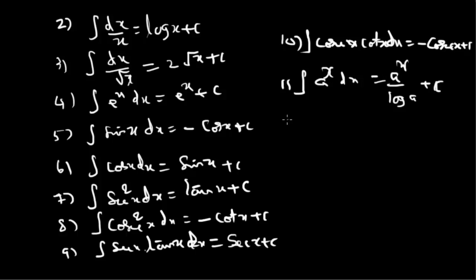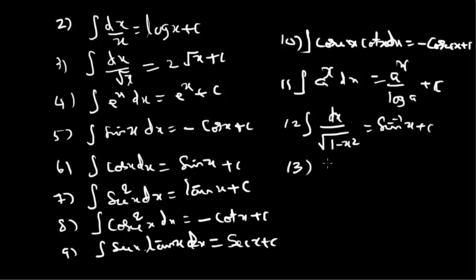Number 12, if you differentiate sin inverse x, you get 1 by root of 1 minus x squared. So this can be written as dx by root of 1 minus x squared is equal to sin inverse x plus c. And 13th formula is what? Integral dx by 1 plus x squared. You put the question to yourself, if you differentiate something, you get 1 by 1 plus x squared, that is nothing but tan inverse x.